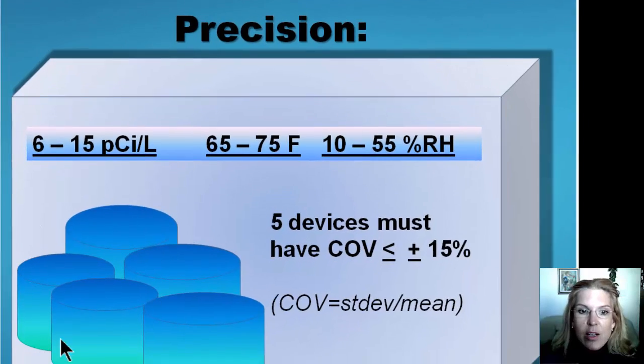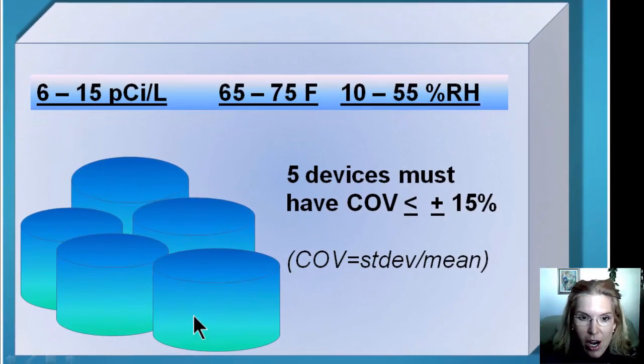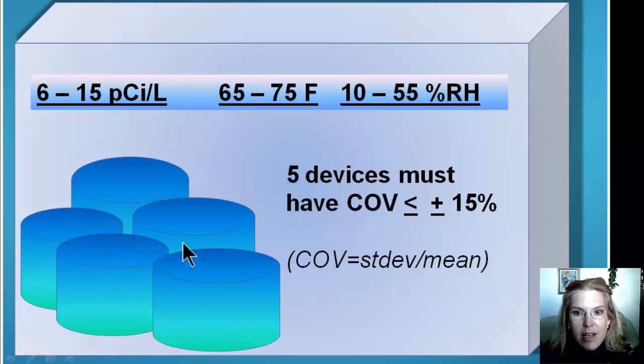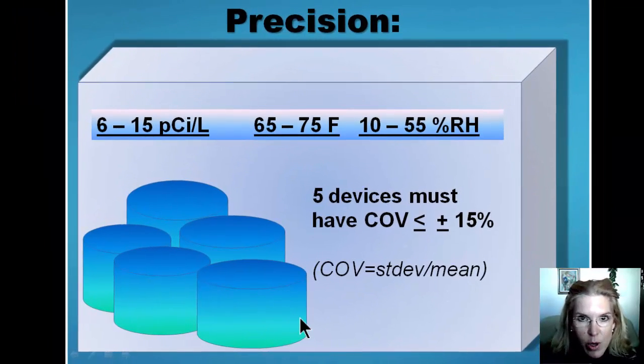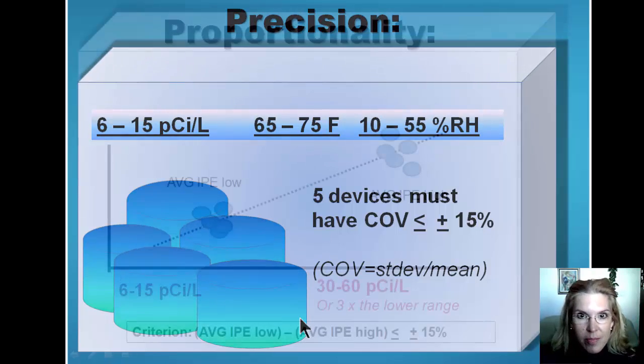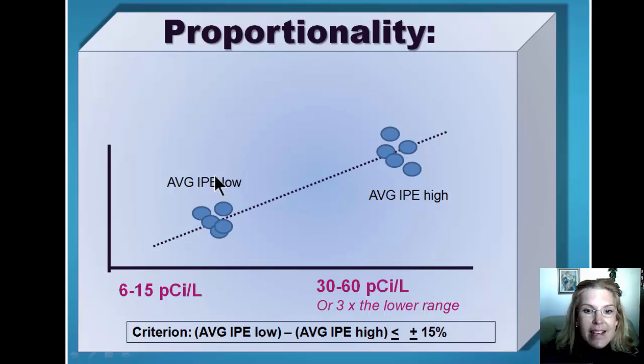In this case, the criterion is based upon the average of the 5 devices. If you look at the results from the individual devices, you calculate the sample standard deviation, you divide by the mean, that's the coefficient of variation, and that has to be less than or equal to plus or minus 15%. That's the second requirement in the standard, for the precision. Proportionality criterion is that the average of the individual differences at the low concentration minus the average of the individual differences from the known radon concentration at the high concentration must be within plus or minus 15%.